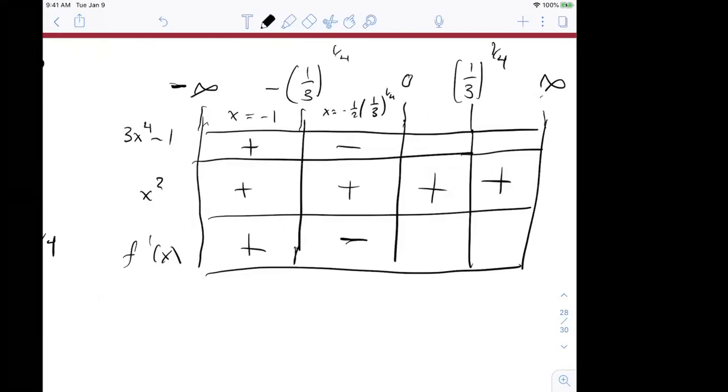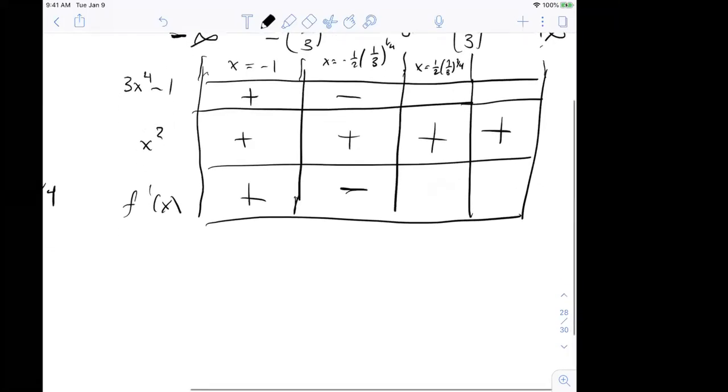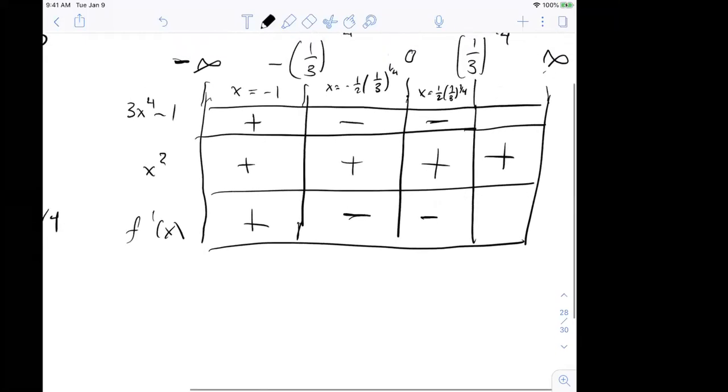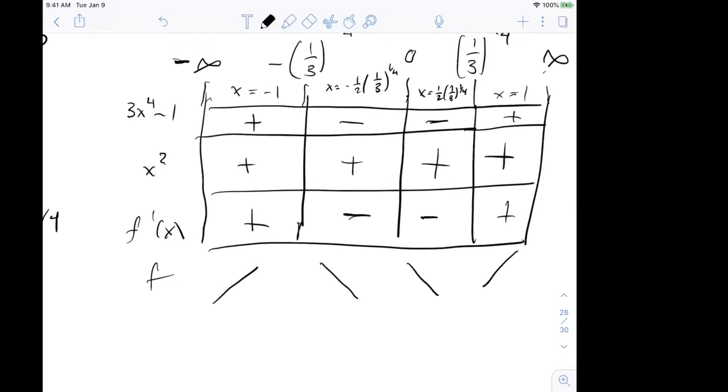I'm going to pick x is positive 1/2 times 1/3 to the 1/4 here, and you'll get that f prime of x is negative here, and then lastly, you should pick x equals 1 here to get positive. So f prime is positive, negative, negative, positive, which means f is going from increasing to decreasing, and then from decreasing to increasing.